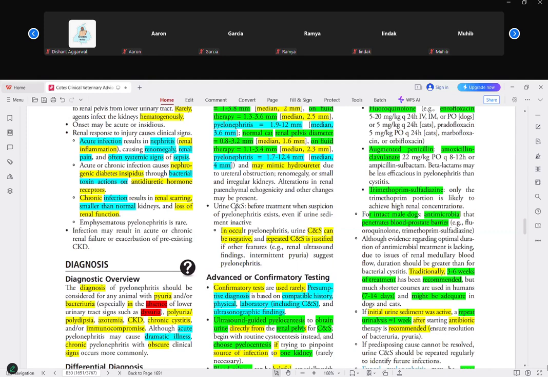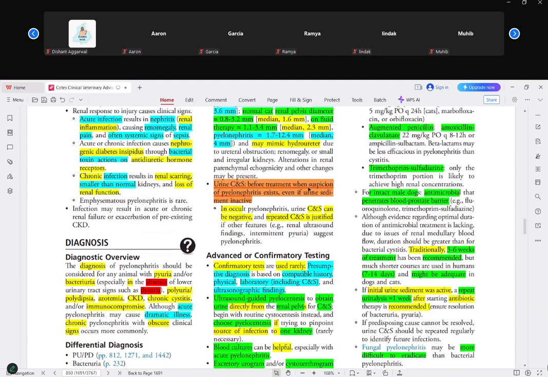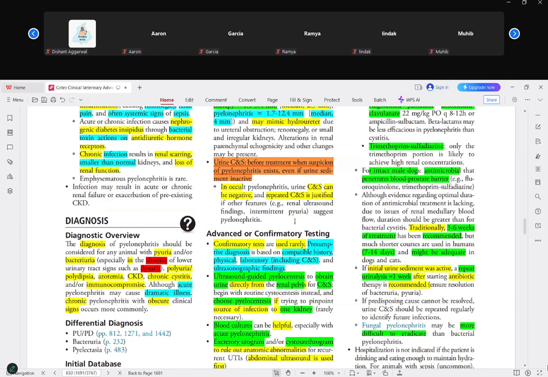As far as urine culture and sensitivity is concerned, you can do it before the treatment when you suspect that pyelonephritis exists, even if the urine sediment is inactive. Whenever the urine sediment is positive, you have to go for culture and sensitivity. Here they say even if it is negative, you need to do the culture and sensitivity. In pyelonephritis without any signs, like chronic pyelonephritis, the culture could be negative, and for that you have to do the culture and susceptibility again.